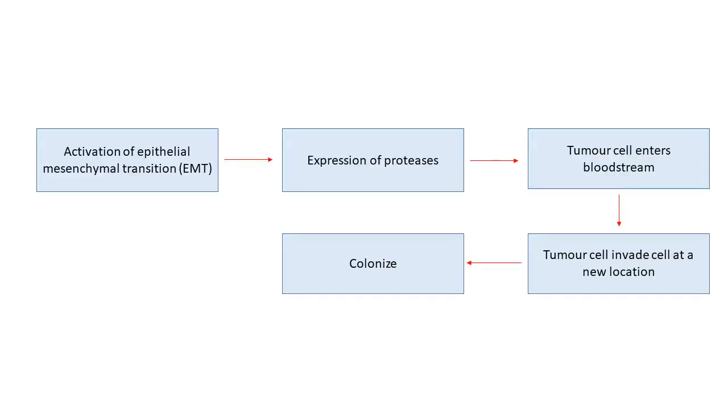Metastasis of the tumor cell first occurs through the activation of epithelial mesenchymal transition, where the epithelial tumor cell is transitioned into a mesenchymal tumor cell, because mesenchymal tumor cells have the ability to migrate and invade other cells. So after the activation of EMT, there is an expression of protease that will degrade the basement membrane of the endothelial cell. This degradation allows the tumor cell to enter the bloodstream and circulate the body. So after the tumor cell enters the bloodstream, the tumor cell will invade the cell at a new location and then colonize that area.